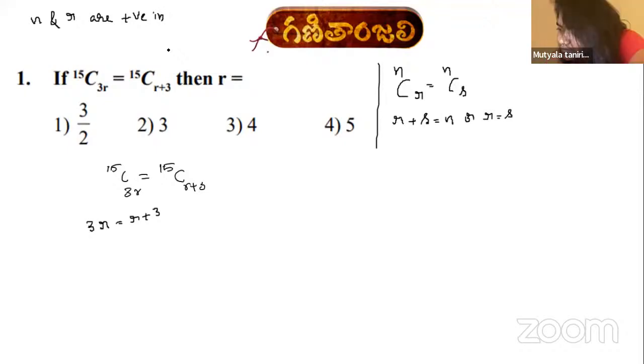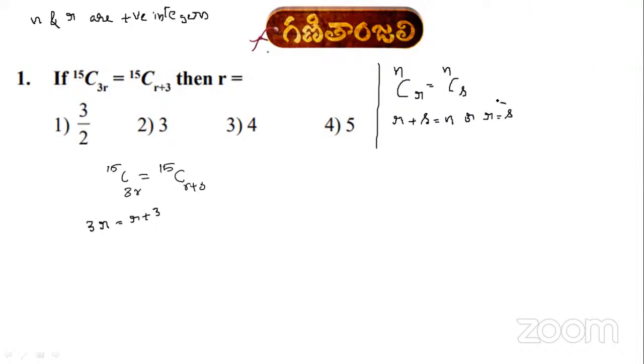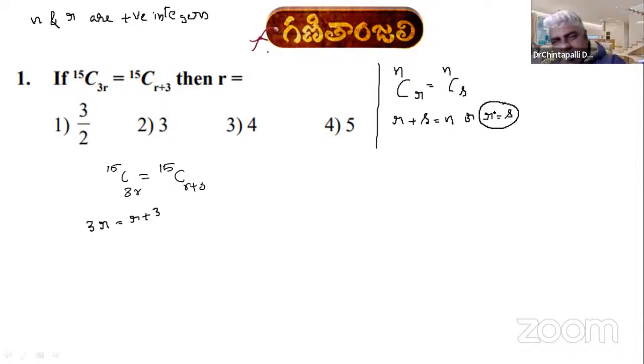Whenever you get non-integers, that means 3 by 2 is called non-integer. Whenever you get a non-integer, just reject that solution. We need positive integers. So we need to find another solution for it, because R equal to S is not possible in this case.